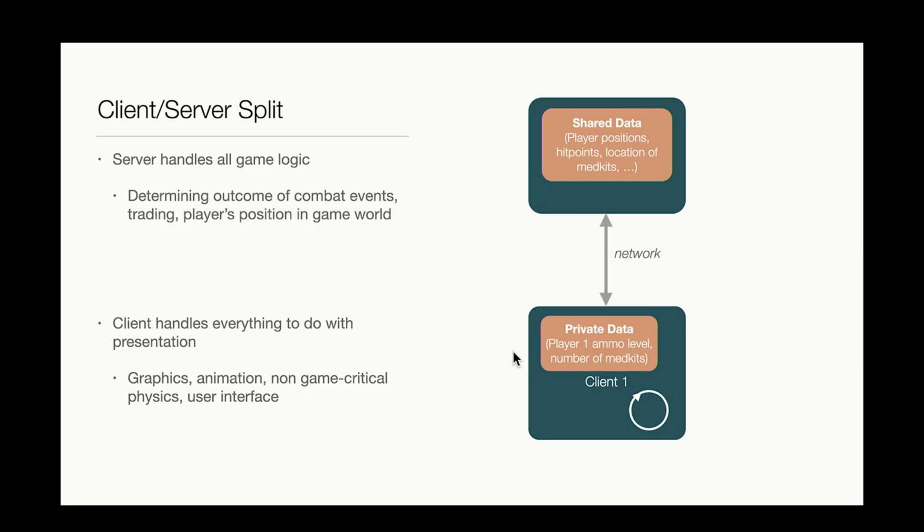The clients all have a local model of the world. In order to render the game, the clients need to have some model of the world. Their model, however, is not necessarily accurate. It's the server that knows the true state of the world. Whatever private data can live on the client side, that's where the data lives. Here the example is the amount of ammo that the player has and the number of medkits that they have, and so on and so forth.